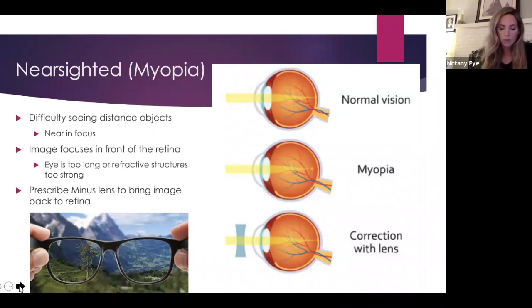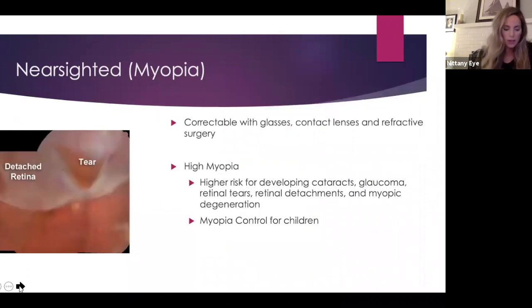When a nearsighted person is looking up close, the focal point actually does hit the retina because they're looking at something near. When they're looking far away, it focuses in front of the retina, causing that blur. So what do we do to help this? We prescribe minus lenses, and that brings the image back and focused onto the retina directly. So we're actually weakening the strength of the eye a little bit. Nearsightedness, again, is correctable with glasses and contacts.